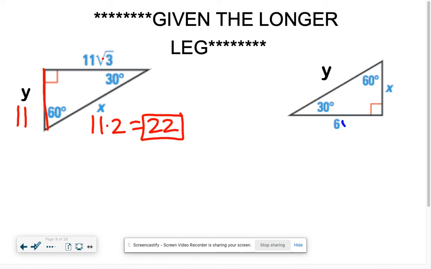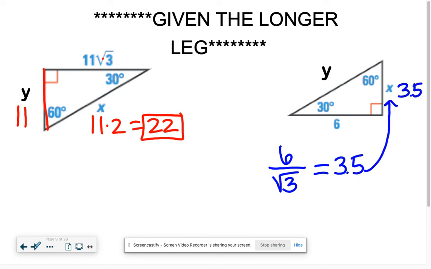Okay, this one's kind of tricky though. Does this one have that square root 3 here? No, so you gotta divide it by square root 3. So 6 divided by square root 3, which is, like I said, 3.46. So should we do 3.5 then? Yeah. So that's your short leg.